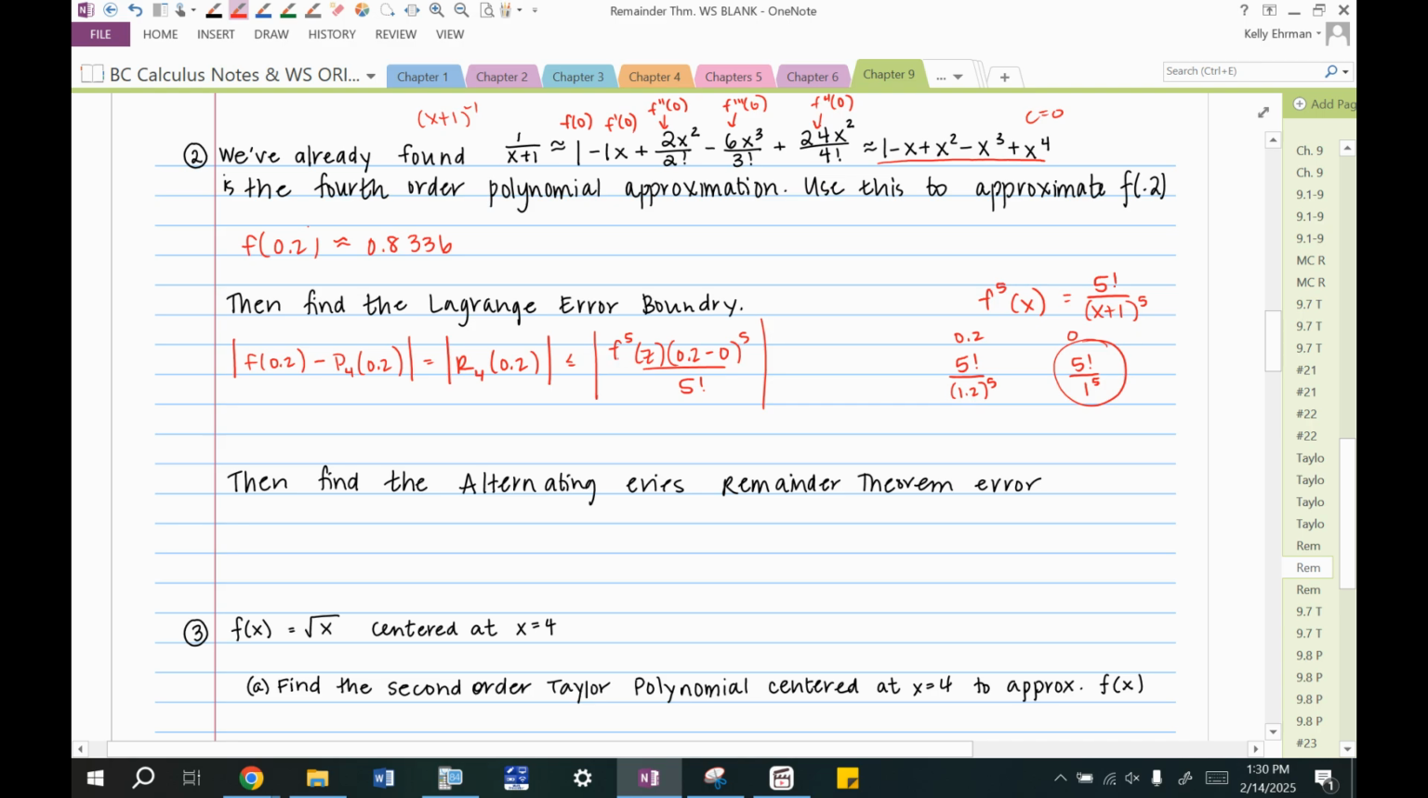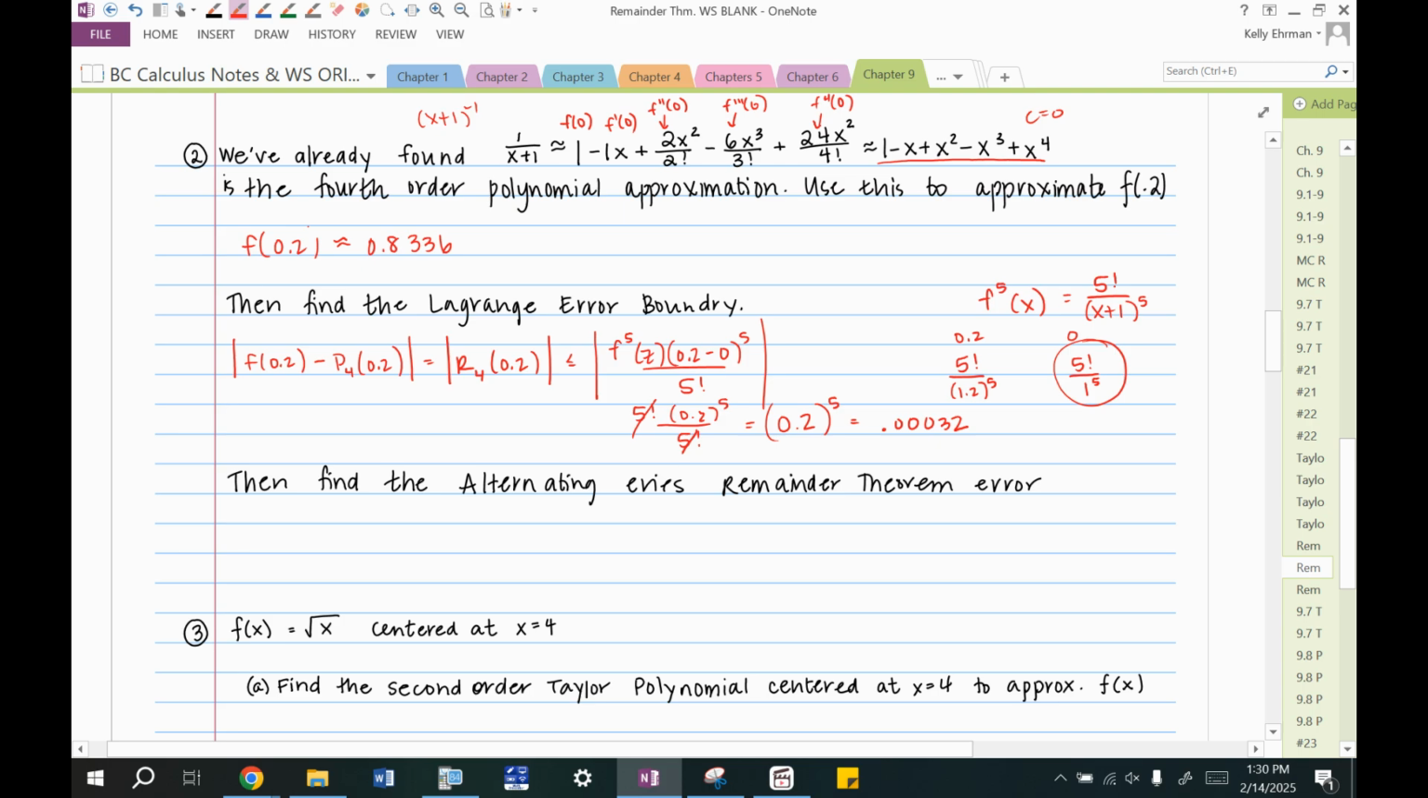So I'm going to replace f5 of z with 5 factorial. This is just 0.2 to the fifth divided by 5 factorial. 5 factorials cancel out. So it's actually 0.2 to the fifth is our Lagrange error bound. So that's what? 1/5 to the fifth, or I could just say 0.2 to the fifth is 0.00032.